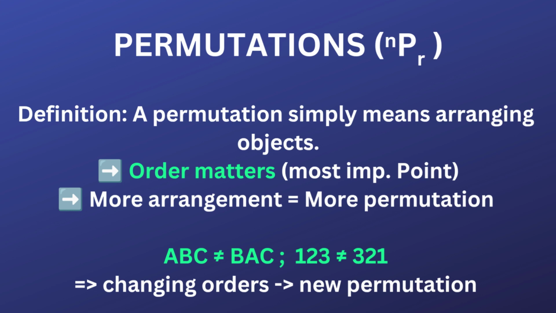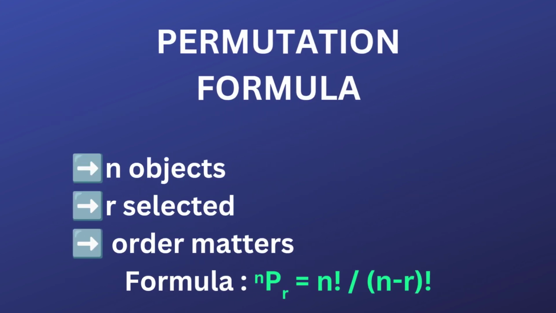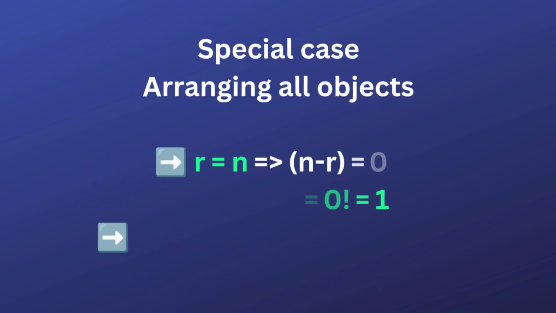Whenever order matters, like pin numbers, passwords, seating arrangements, or race rankings, we use permutations because changing order changes the outcome. Permutation formula. If we have n objects and we want to arrange r of them, then the number of permutations nPr is equal to factorial n divided by factorial n minus r, because r positions are being filled one by one.